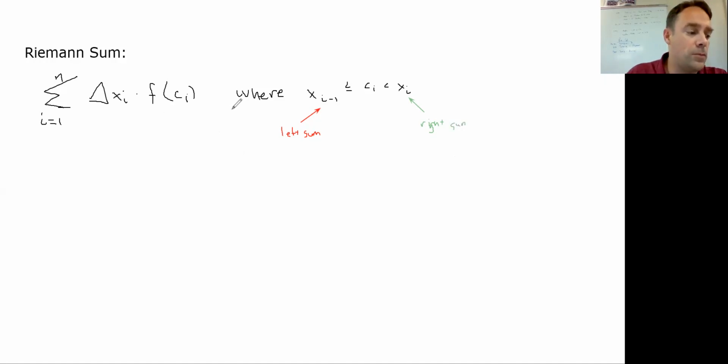So, one other little thing I want you to remember here is what a partition is. Okay, so this delta x, remember what that currently is. That delta x is the same thing as the b minus a over n.